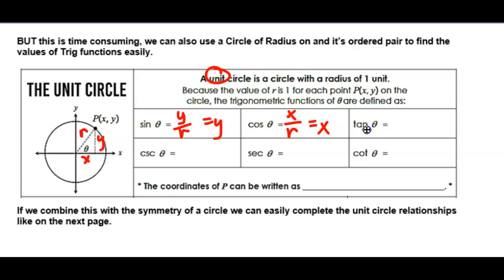Tangent is more complicated. Tangent is opposite over adjacent, or y over x. That doesn't simplify, so you're going to have to put those values over each other. When you flip this over, cosecant would be radius over y value, which, since the radius is 1, is the reciprocal of y. So you're flipping the y value over. I hate to write it as 1 over y because it gets complicated. Just remember it's the reciprocal of y. Whatever the y is, you flip it over.